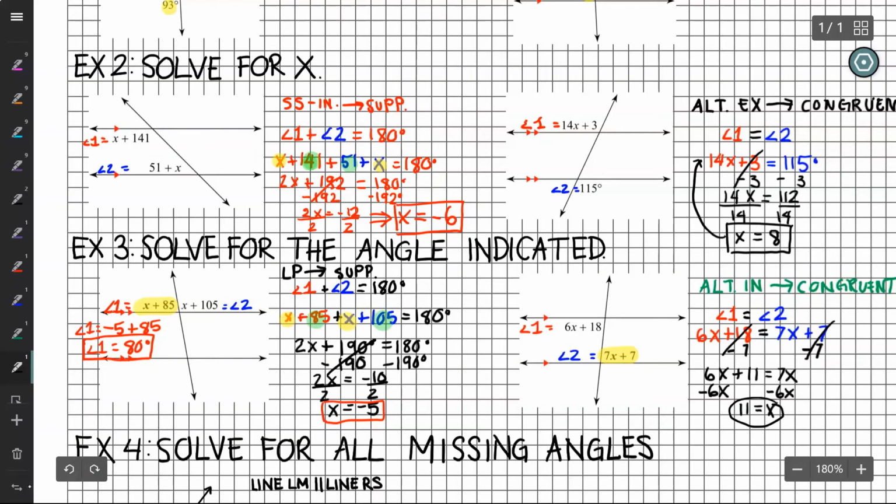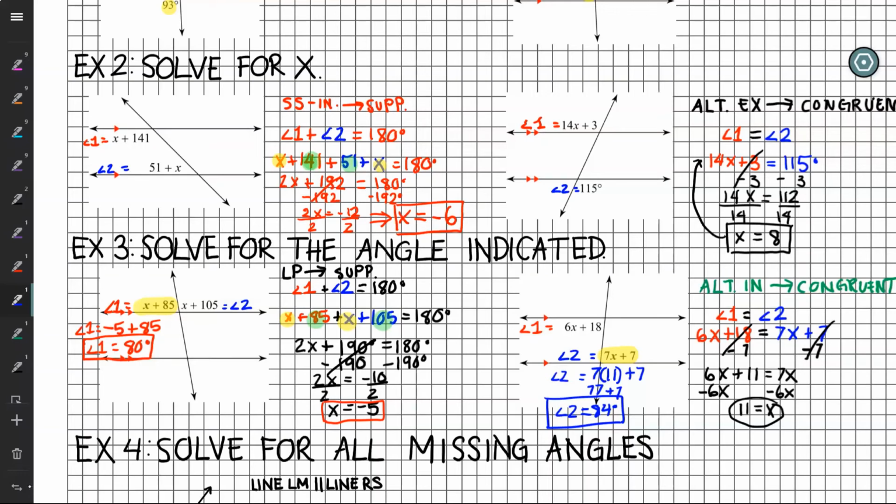Now we want to take this x and plug it into the angle that we're solving for. So instead of writing 7 times x, I'm going to write 7 times 11 plus 7, and then I'm going to solve that. So 7 times 11 is 77, plus 7 gives me 84. So angle 2 equals 84 degrees, and this is my answer. If you want to check your work, you can plug in the x here, and you should get the same answer for angle 1 as you did for angle 2.